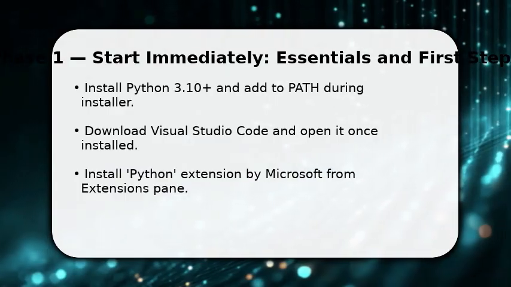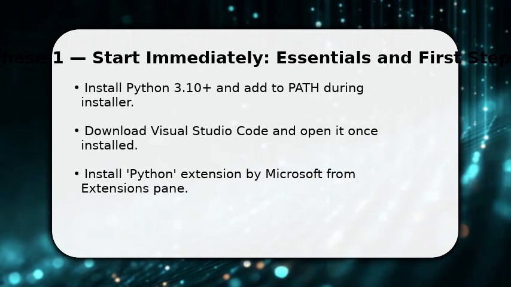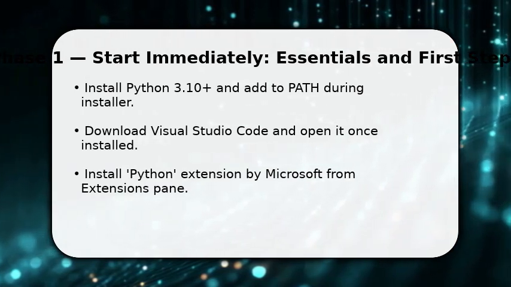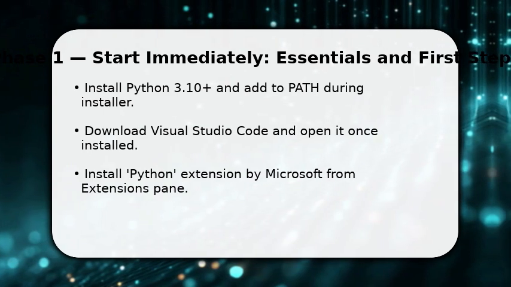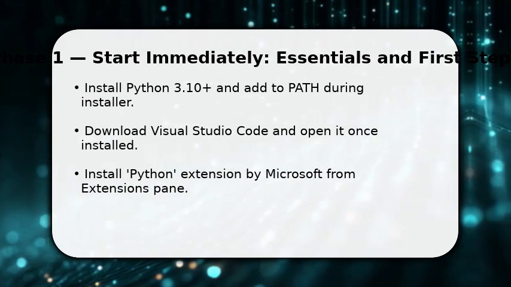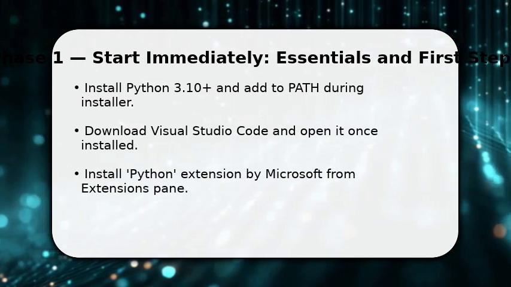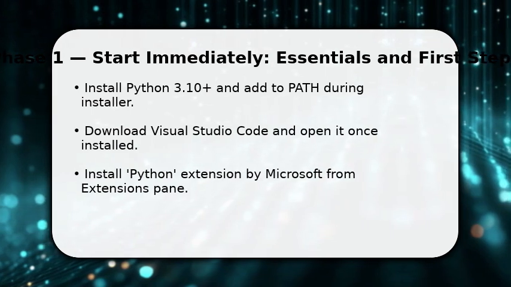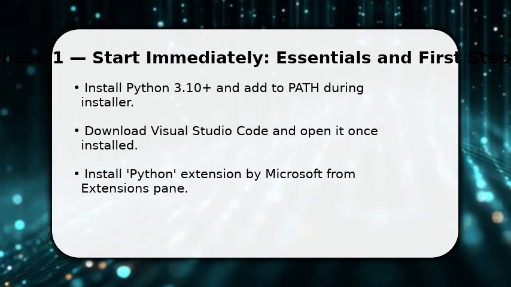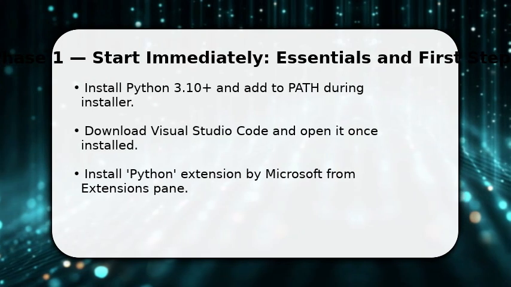You start by ensuring Python 3.10 or newer is installed and added to your path, so the terminal finds Python immediately. Once done, open Visual Studio Code and install the Microsoft Python extension. This supplies language support, linting, and debugging. Make sure the extension is enabled and restart VS Code if prompted.